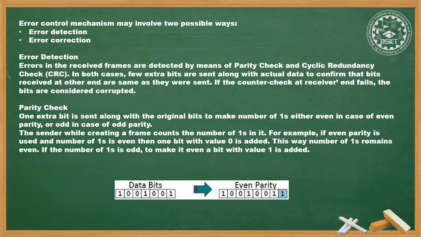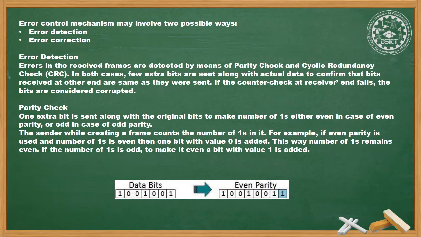The error control mechanism may involve two possible ways. First is error detection and the second is error correction. Error detection: errors in the received frames are detected by means of parity check and cyclic redundancy check. In both cases, few extra bits are sent along with actual data to confirm that bits received at other end are same as they were sent. If the counter check at receiver's end fails, the bits are considered corrupted.